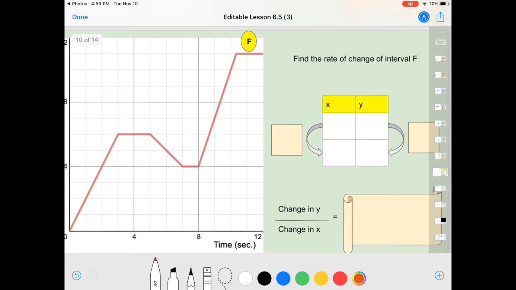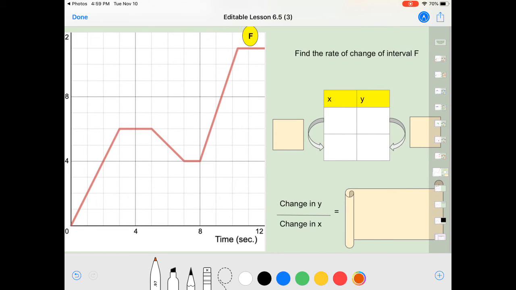And lastly, interval F. Spoiler alert, this turtle stops again at interval F, right? To get from this perfect point to this perfect point, we have 11, 11 to 12, 11. He didn't change distance at all. Even though time went by, his distance didn't change, and the change in y was the distance. 0 divided by 1 is 0 feet per second.